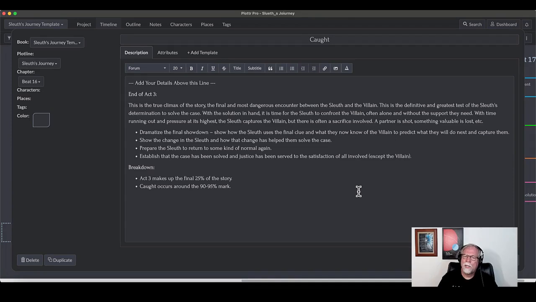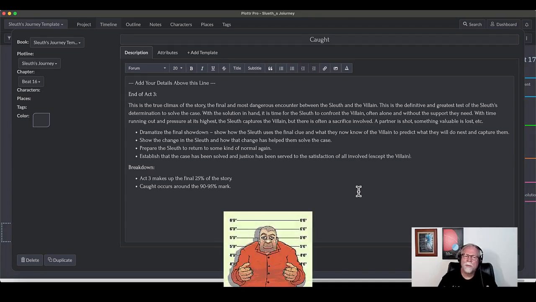Or they may not be caught, they may just be defeated, depending upon the type of series that you're writing. This is the true climax of the story. This is the final and most dangerous encounter between the sleuth and the villain. This is the definitive and greatest test of the sleuth's determination to solve the case. Remember to pay out their emotions related to the case too.